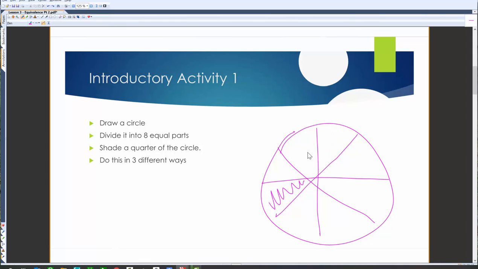If you want to get a bit more adventurous, split each of the parts into another 2 parts. Make sure the parts are even. And now, that part, that part, that part, and that part. Don't know whether that's cheating a little bit because it says divided into 8 equal parts, but I've done that. But I have shaded a quarter of the circle. So it didn't say you cannot divide it any further.